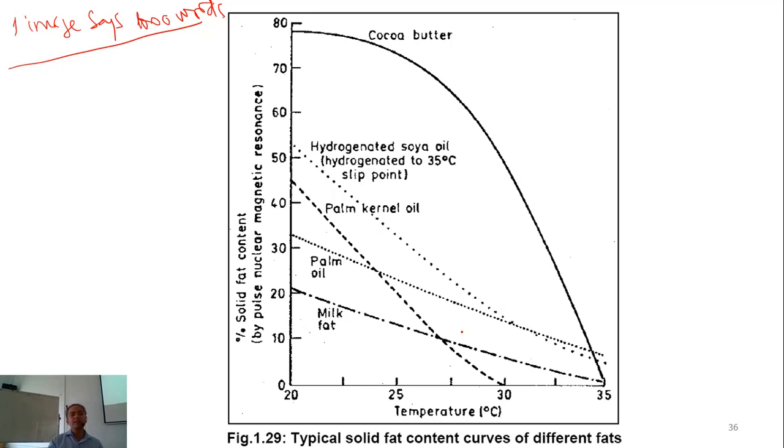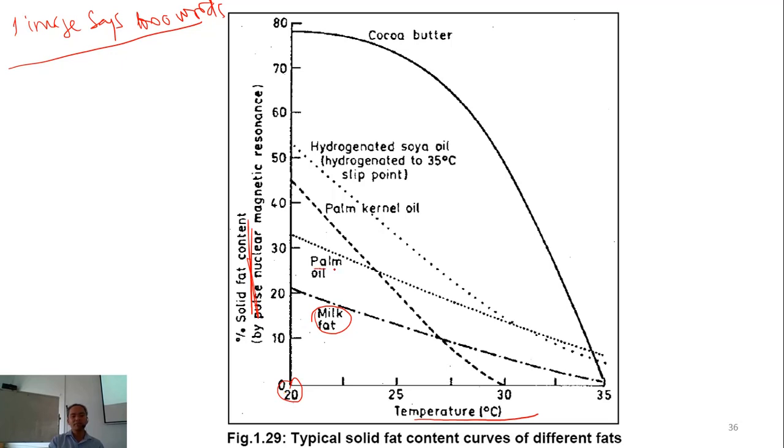Right. This is actually just the melting curve. On the left side, you see solid fat content. And on the horizontal axis, you have temperature. Where is milk fat? Milk fat is here. They draw it only from 20 degrees C.